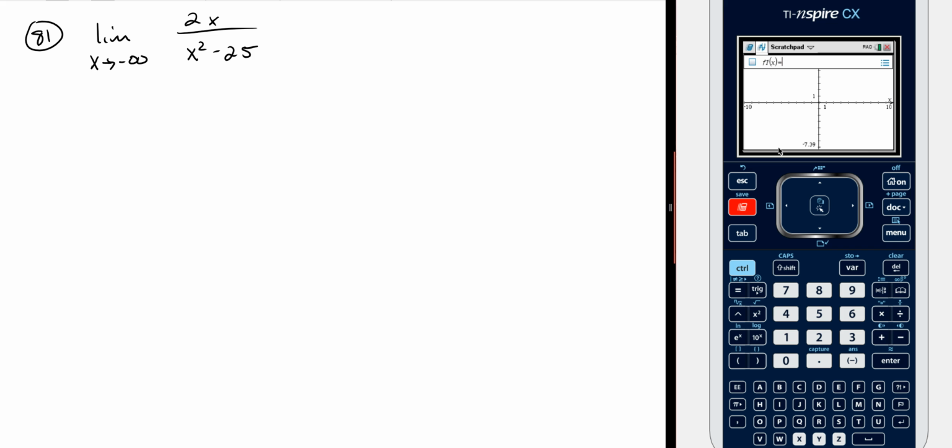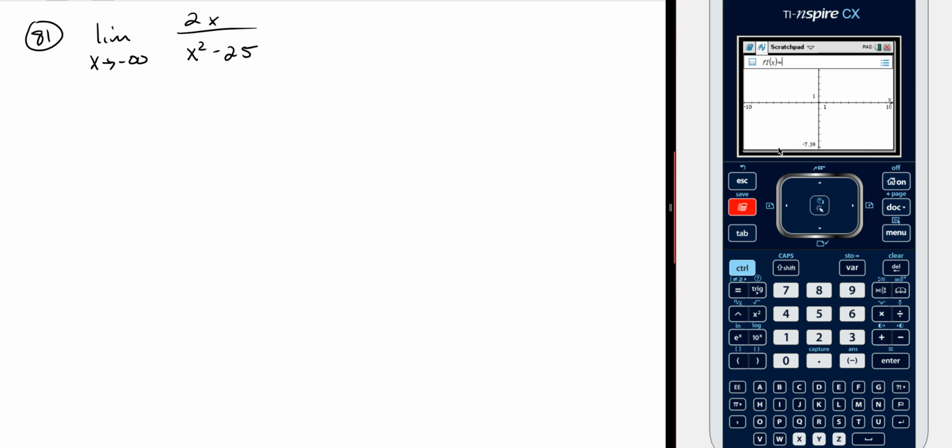Alright, 81, find the limit if it exists, and then use the graphing utilities to verify your result. So I actually am going to graph it this time just to show you what's going on. But this is the limit as x approaches negative infinity. So as far left on the graph as we can possibly go. That's what we're looking at, what's the graph going to do?